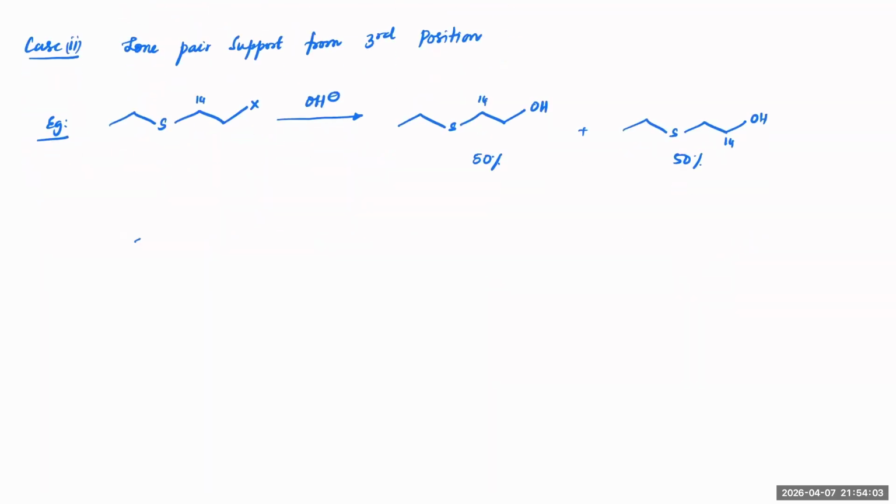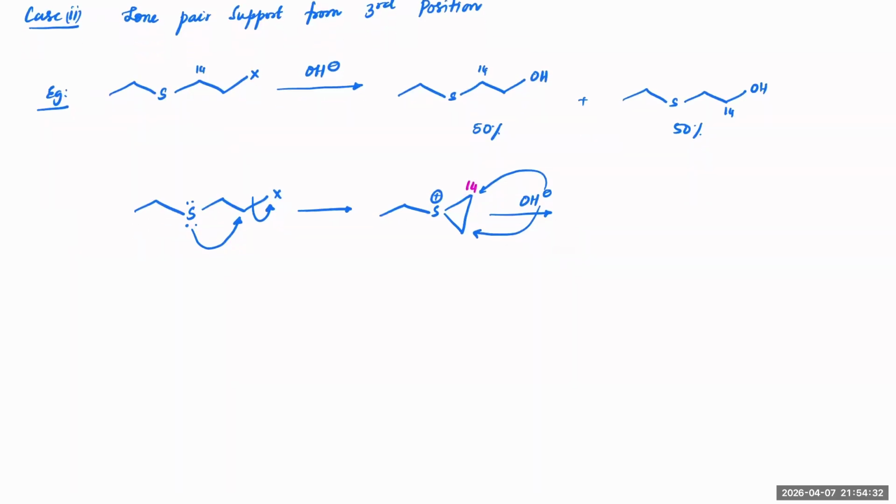See the mechanism again. Sulfur has a lone pair present on it, because of which the lone pair will internally attack as a nucleophile and get into this intermediate where sulfur is connected this way with a plus charge. And that OH minus can be connected on this position or this position equally. And if this is carbon 14, that's how you can get those two products, being 50-50 percentage.